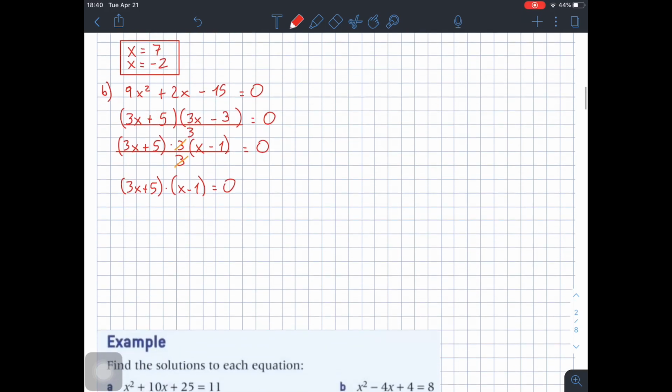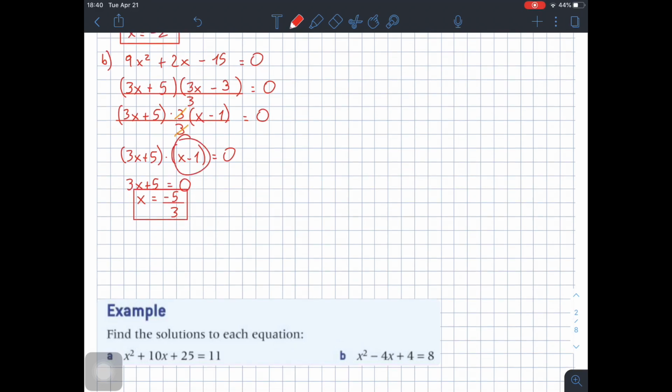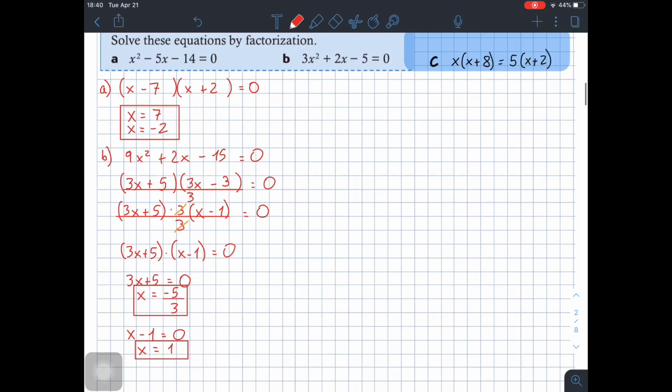So what will be the two values of x here? One is that 3x plus 5 should be 0. So if we solve for x, this would be x equals negative 5 over 3. This is one possible value of x. And the other possible value of x will be if we set this term to 0. So x minus 1 equals 0. So x equals 1 is another solution to this equation. Okay, so those are the two solutions for part B.